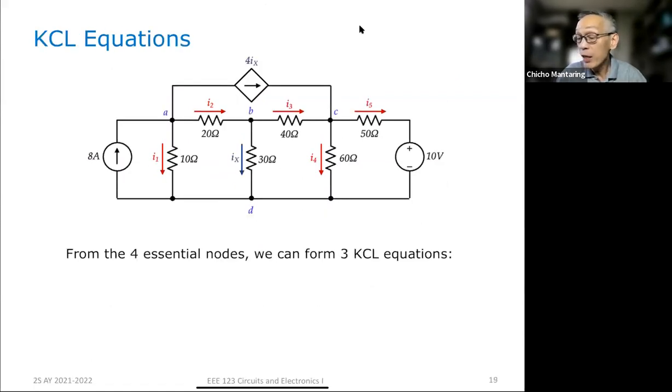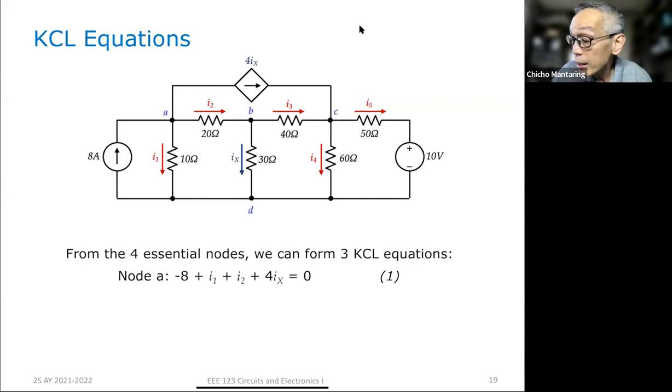So from the 4 essential nodes, we form 3 KCL equations with D as reference. By the way, sometimes we designate the reference by showing the ground sign. Later on, I'll tell you why. So from the 4 essential nodes, we can form 3 KCL equations.